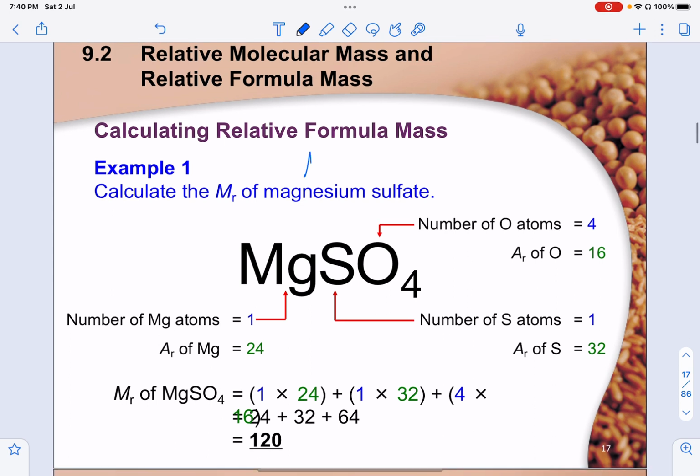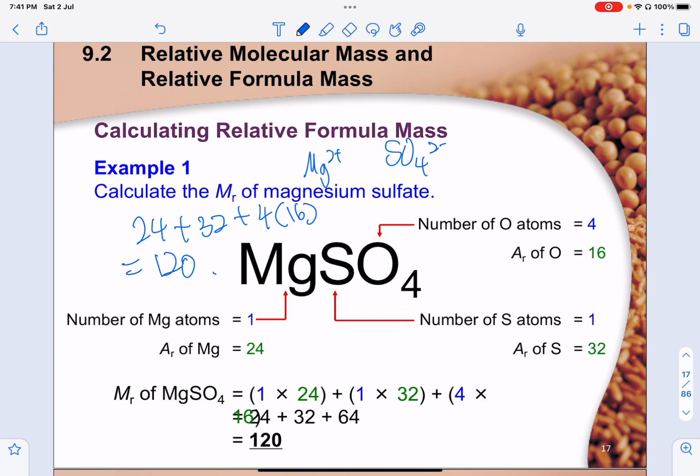For example, for magnesium sulfate, you have the Mg2+ combined with the anion SO4 2-. When both of them combine together, the calculation will still be the same, where you have 24 from magnesium. Sulfur, we have 1, so it's 32, plus 4 oxygen, which is 16 each. In all, this will give you 120. And this would be the relative formula mass of magnesium sulfate.